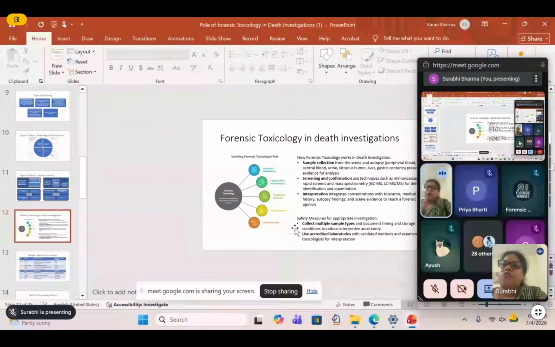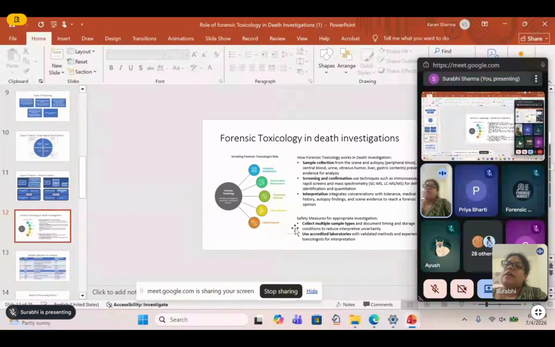Now, coming to forensic toxicology in death investigation. Basically, our work is to do death investigation, and how forensic toxicology is linked with it is through sample collection. In sample collection, we have peripheral blood, central blood, urine, vitreous humor, liver, gastric contents, and some other organs in special cases like lungs, heart, kidney, etc.